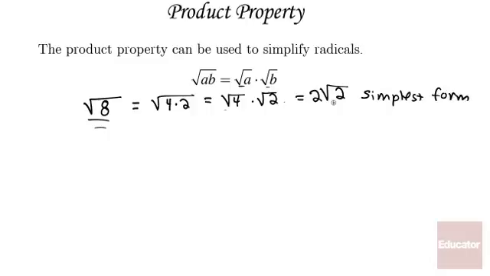Right now, we're going to be writing out each step as you're learning this, but eventually you might just go from this, radical 8, right over to this step. But what's happening in between is actually these steps, using the product property.